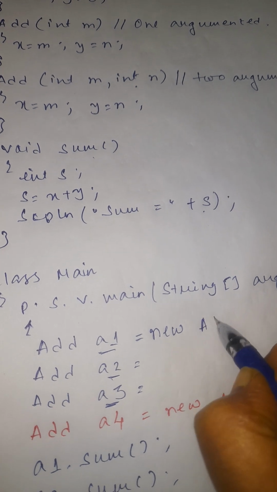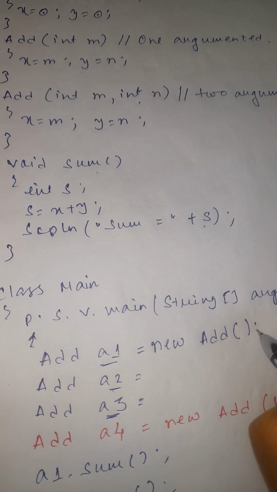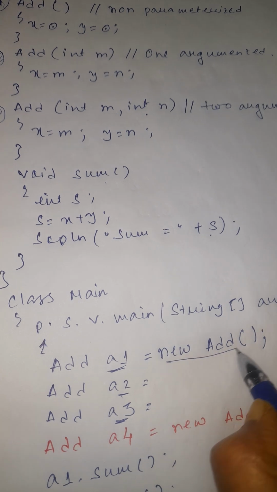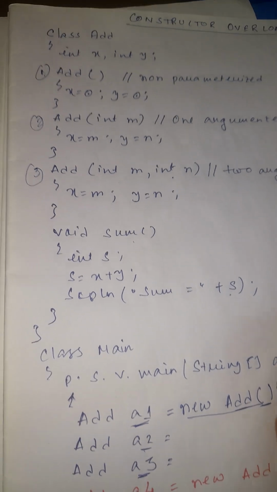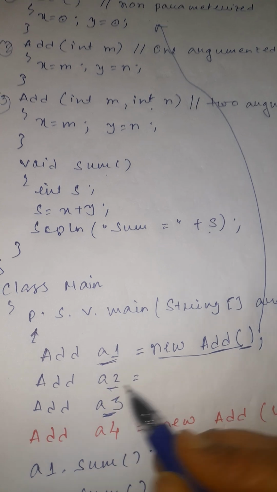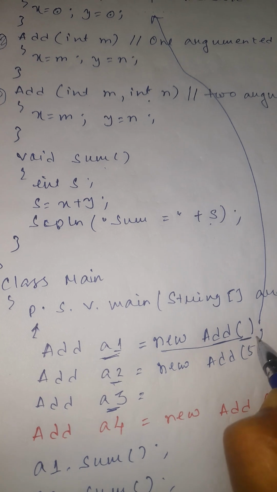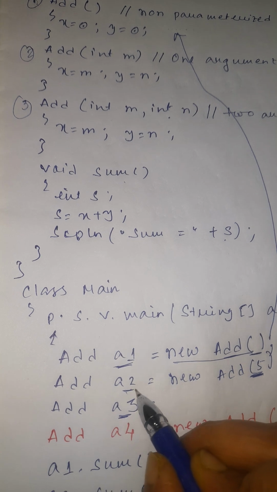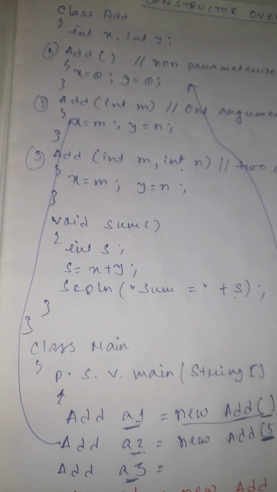So new add. Normally a constructor is called at the time of object declaration. Here I create the object a1 using new add. Which constructor will be called? The non-parameterized constructor will be called for this statement. Now I want to create one more object a2. I instantiate it with add 5. So the one-argument constructor is called at the time of a2 object creation.